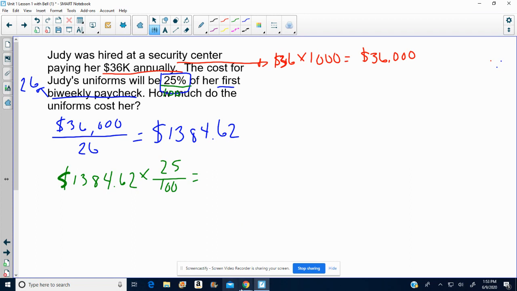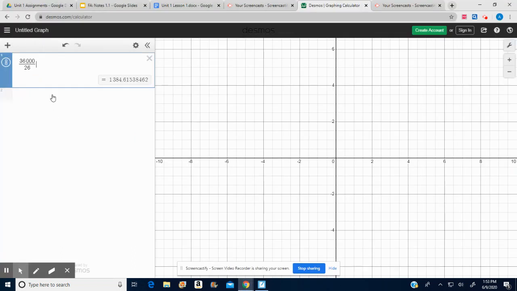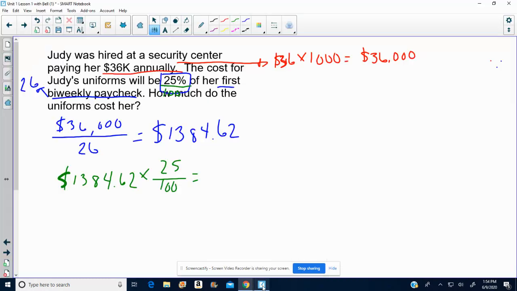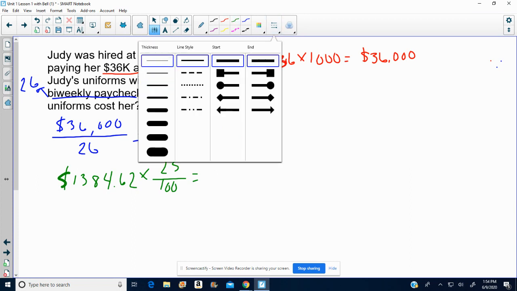So I'm going to go back to Desmos really quick, and I'm going to type that in, 1384.62 times my fraction 25 out of 100, and that's going to give me the amount for her uniforms, which is going to be 346.155. Again, with the rounding, since this third decimal is a 5, I'm going to round it up and make that an even 16 cents. So we're looking at $346.16 as a final amount.